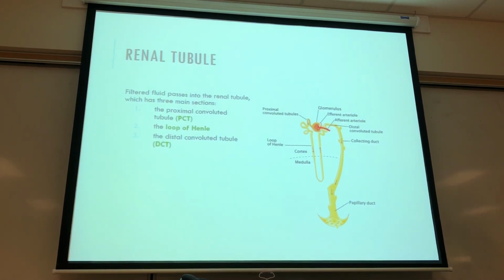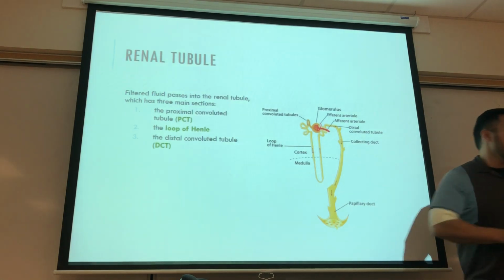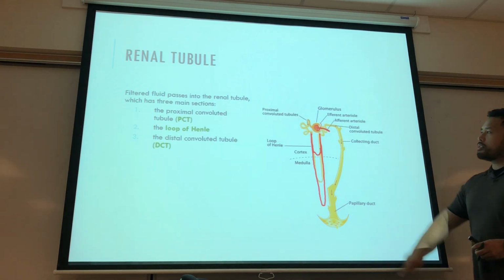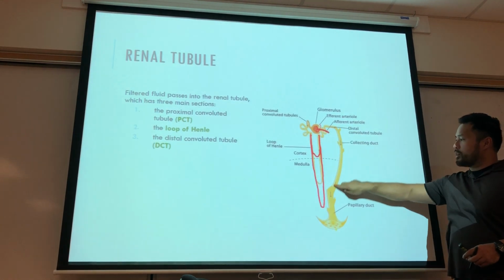So as that fluid flows through, I mentioned the proximal convoluted tubule, the loop of Henle, the distal convoluted tubule. Not all nephrons have the same length of the loop of Henle. There are some that extend further down into the medulla, and there are some that don't even really reach the medulla. So various lengths of the loops of Henle. And typically, the general rule is, the longer the loop of Henle, or the longer the pathway of the tubule, the more concentrated the urine becomes.